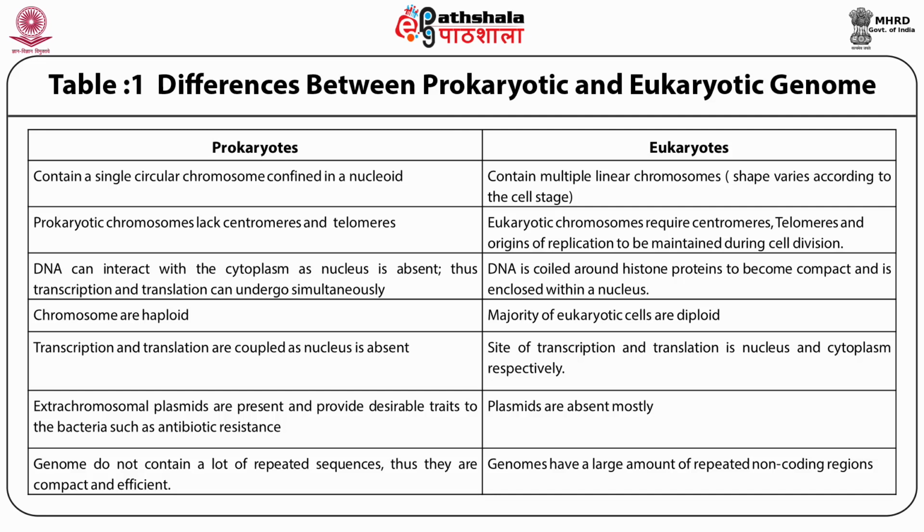In prokaryotes, extrachromosomal plasmids are present and they provide desirable traits to the bacteria, such as antibiotic resistance. In eukaryotes, plasmids are mostly absent. The prokaryotic genome does not contain a lot of repeated sequences, thus it is compact and efficient. Eukaryotic genomes have a large amount of repeated non-coding regions.